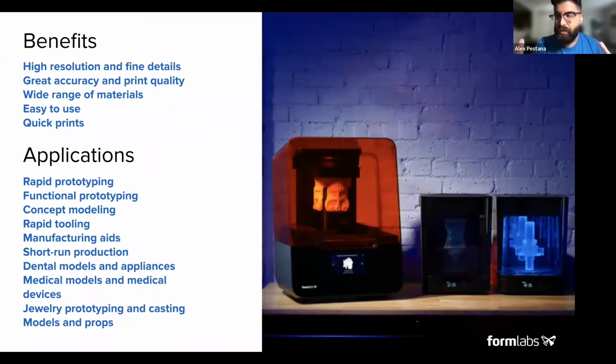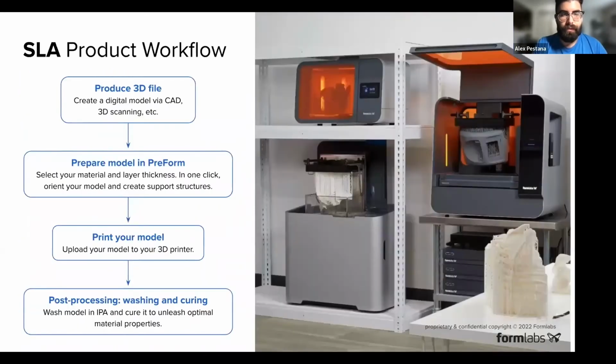Jewelry prototyping and casting, we do have a selection of castable wax resins. So you can do anything from small jewelry to larger casting on the Form 3L. It can all be achieved with our castable wax resin.